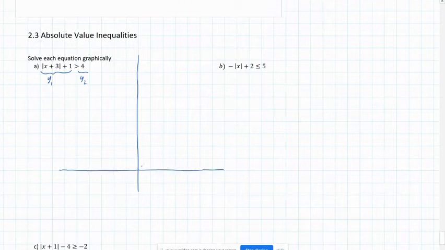So a normal absolute value graph would look like this. So we're going to shift that graph left 3 and up 1. So what was at the origin is going to be here at -3, 1. And so our graph is going to look like this.